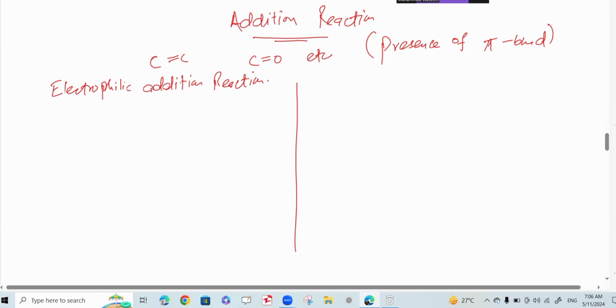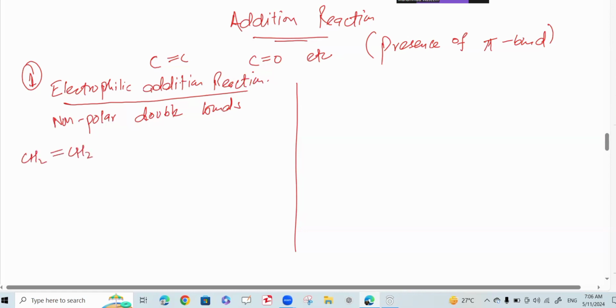Okay, so this is the first type of the addition reaction, electrophilic addition reaction, when there is a non-polar double bond. Let me tell you, in case of alkene, CH2 double bond CH2, this is non-polar. Both carbons have the same electronegativity. So this is a single bond, this is the double bond. The double bond, which is called a pi bond, will attack because its electrons are exposed.